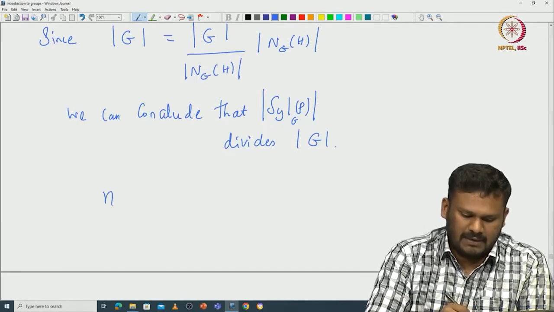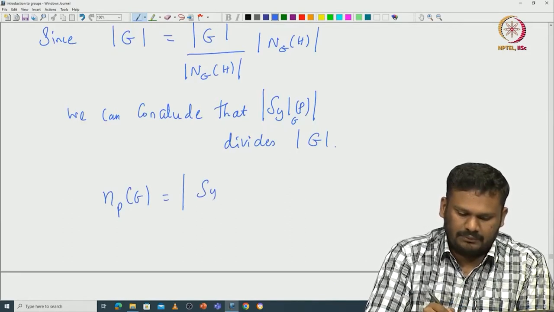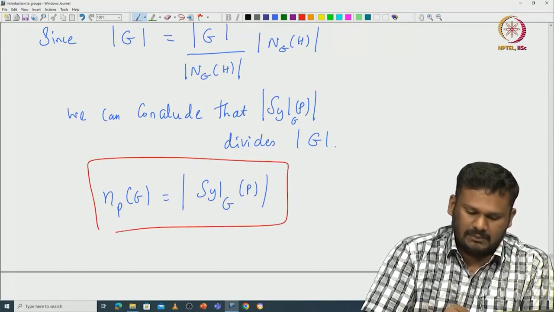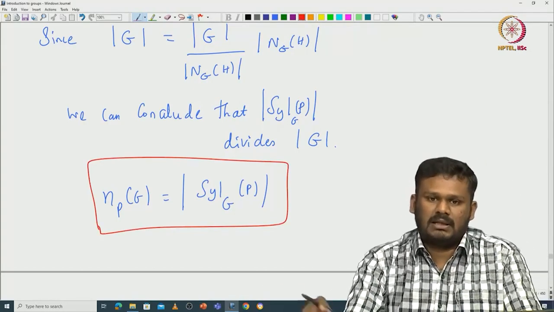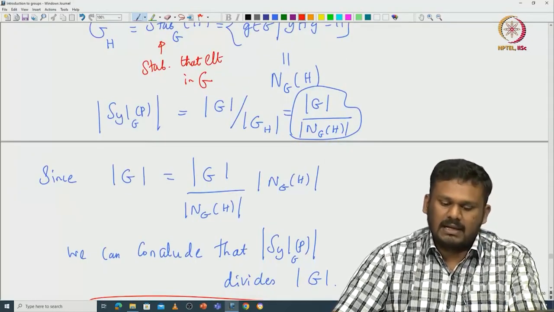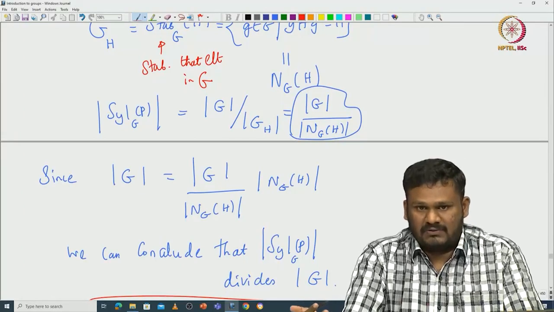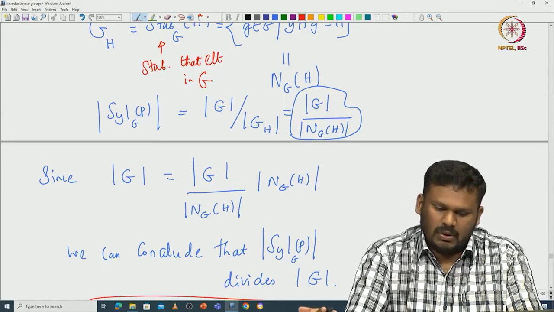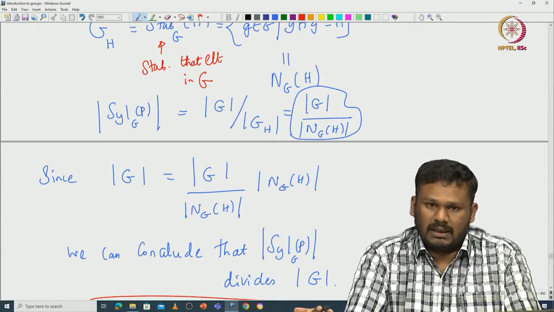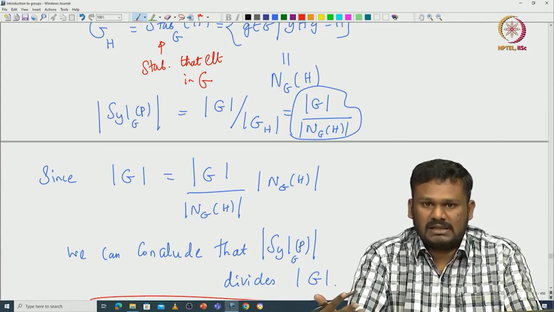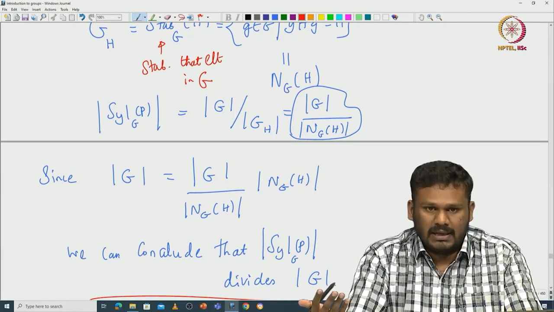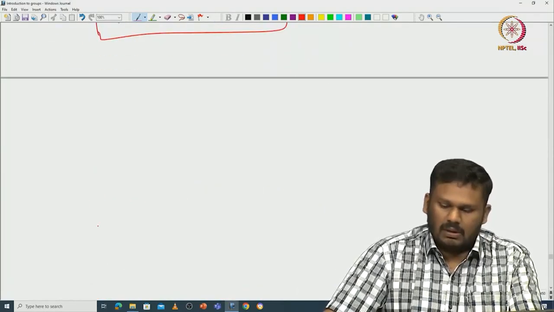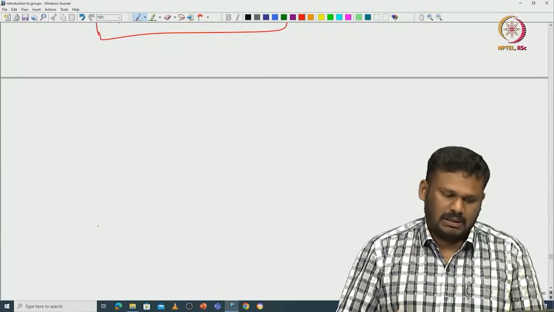So let us denote this cardinality by n_p(G). Right now we already have some understanding of this number. It divides the cardinality of G, and not only that, it is exactly equal to the index of the normalizer of some Sylow P subgroup of G. So you can fix any Sylow P subgroup, look at its normalizer, and take the index of that normalizer inside G. That is exactly equal to the cardinality of the set of Sylow P subgroups. Now let's look at the third theorem of Sylow.